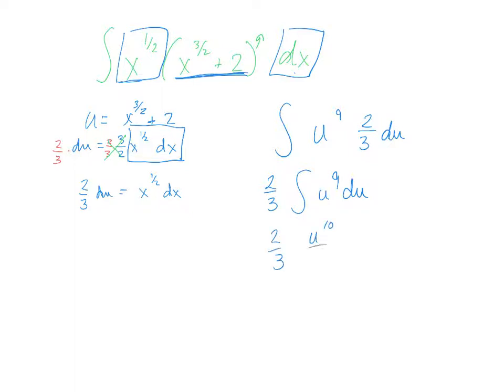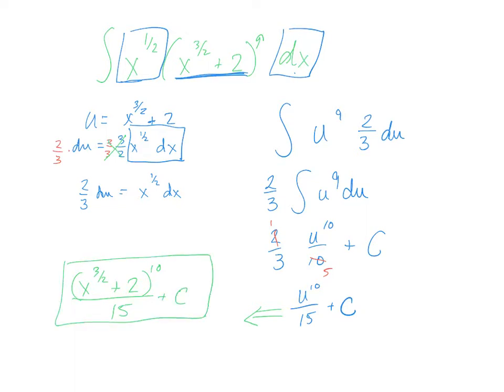and that's going to become u to the 10th over 10 plus c. So before we combine, I'm just going to simplify, factor out a 2, and I end up with u to the 10th over 15 plus c. And for one last time, we are going to be substituting back in for u what u is equivalent to, which is x to the 3/2 plus 2 to the 10th power over 15 plus c. And there's my final answer.